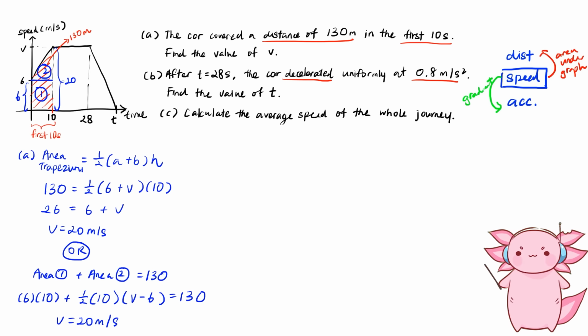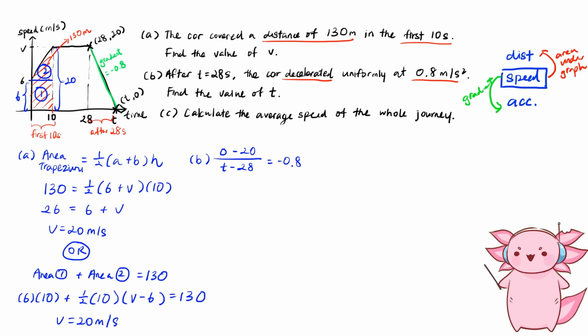For the next part, the deceleration of 0.8 means that the gradient of this line is negative 0.8 because it's sloping downwards. So again, we mark out these 2 points and we use the gradient formula, and we solve for the t value to be t equals 53 seconds.